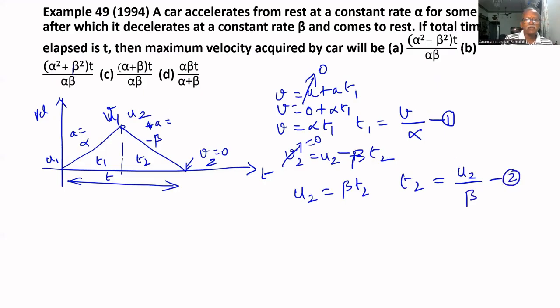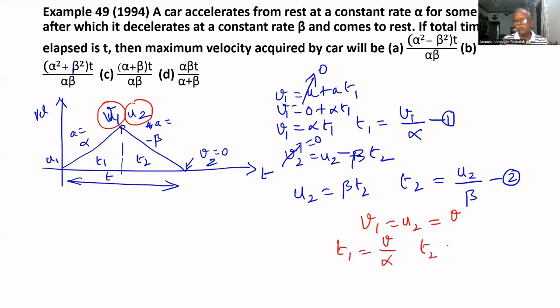u2 and v are equal. Why? Here, v1 equal to u2. Here, final velocity is v1. Initial velocity is u2. Equal to v, let us assume. Therefore, the first equation becomes t1 equal to v divided by alpha. t2 also equal to v divided by beta. So, we got two equations.